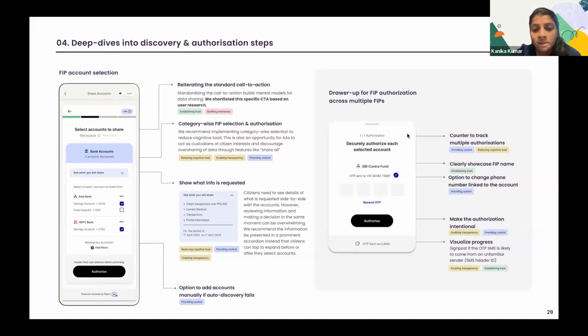And in the authorization moment, making sure that there is a counter, because we heard that kind of gives people something to track towards so that they know they're making progress. Showcasing which specific account they're authorizing at which moment, and also a visual progress marker, which you see here at the bottom, which is the OTP sent via CAMS.